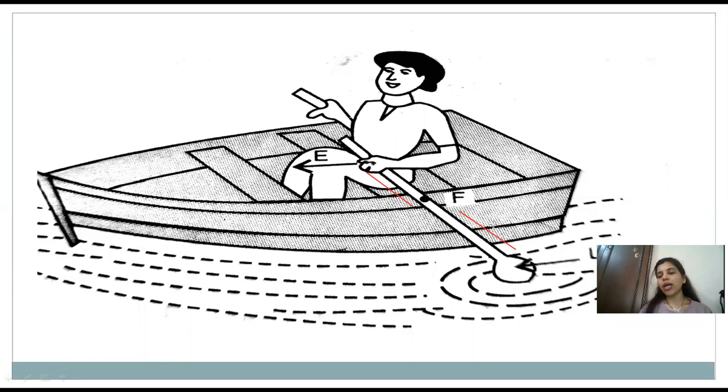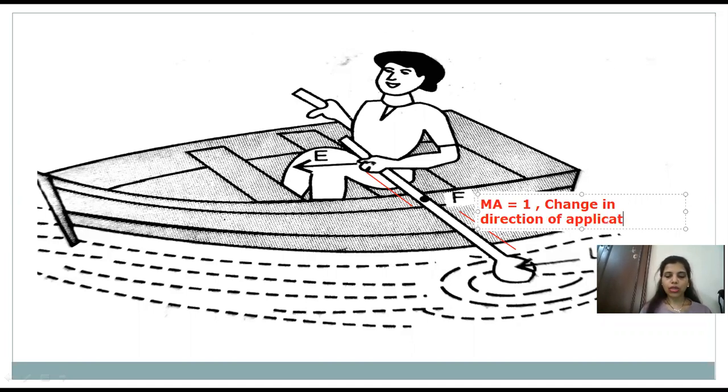So if effort arm and load arm are equal, then in this case you can write that MA is equal to 1. And if MA is equal to 1, what will it act as? It will be helping in change in direction of application of effort. Okay, so this is how you have to write down for the different class of lever.